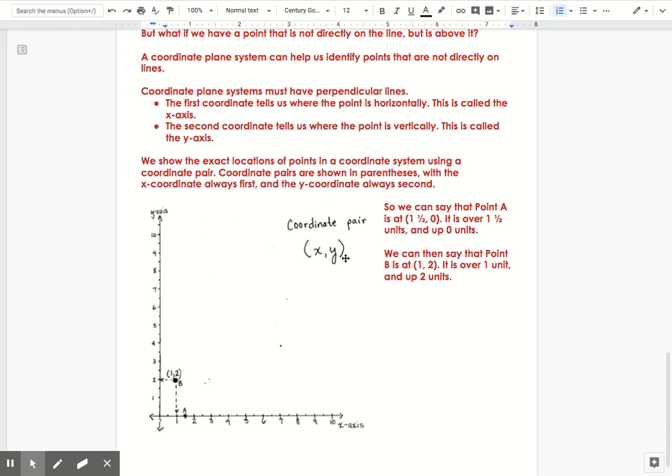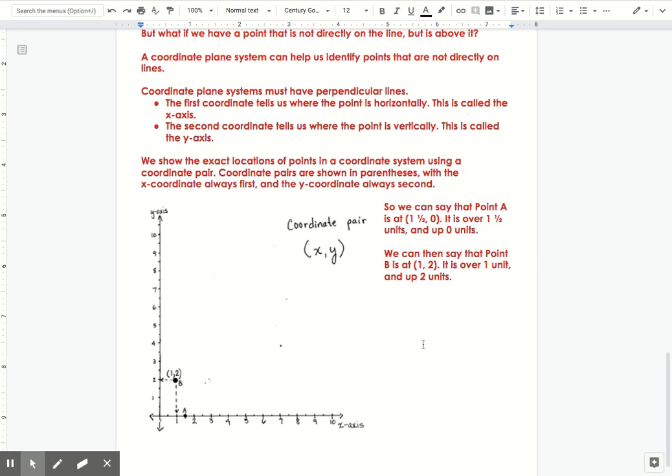They're shown in parentheses with the x-coordinate always coming first and the y-coordinate always coming second. So if we wanted to say point A was at 1.5, we could also add a y-coordinate and say that it's at 0 on the y line. So over and up. It's over 1.5, but it's not up any, it's 0. So 1.5, 0. Look at this point, point B. If we wanted to say the coordinates of B, we could say that the x-coordinate is 1, because it's 1 over, and up 2. So over 1, up 2. So point B is at 1, 2. The coordinate pair is 1, 2.